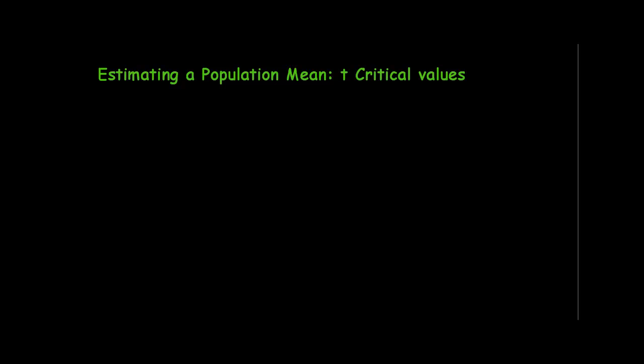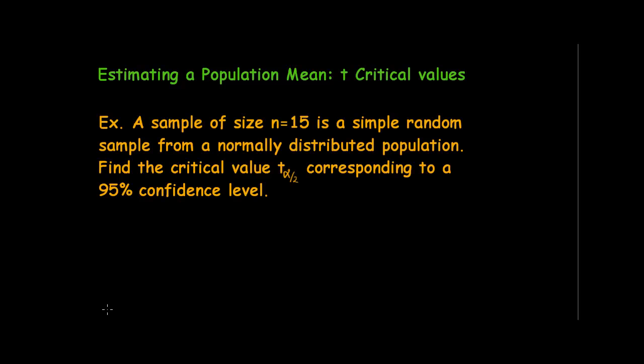We will use an example to learn how to get the t alpha over 2 critical values, the Student t critical values, using a TI-84 calculator. So we have a sample of size 15, and it's a simple random sample from a normally distributed population. We are to find the critical value t alpha over 2 corresponding to a 95% confidence level.